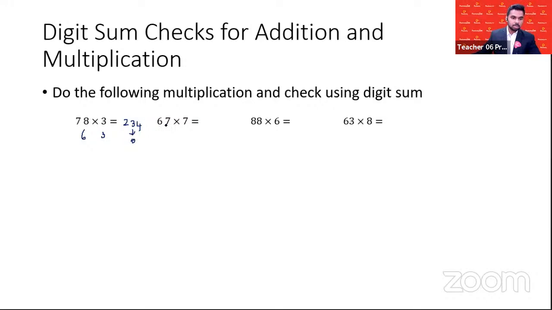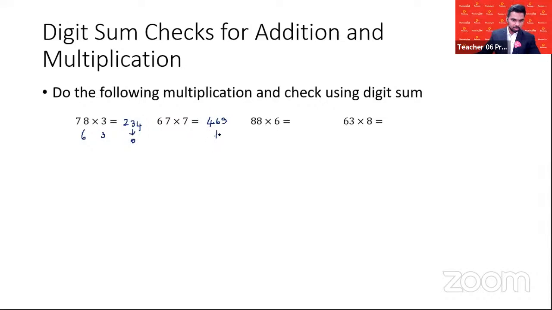What about 67 into 7? So you can do 70 times 7 first, which is 490, minus 21. So if you take 20 from 490, it's going to be 470. 469 is going to be the answer.